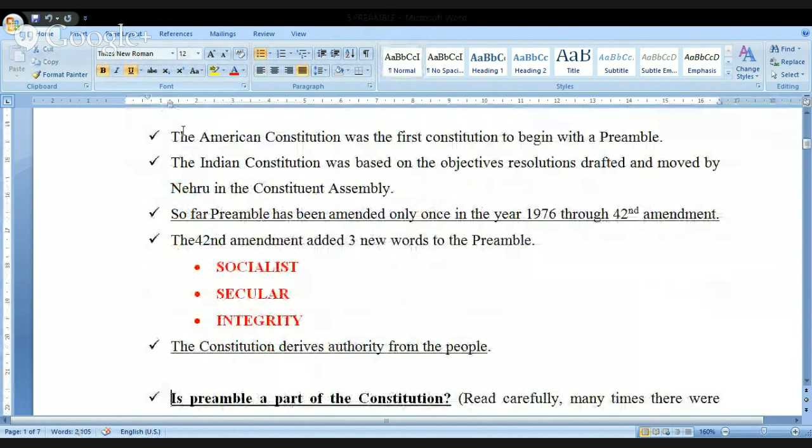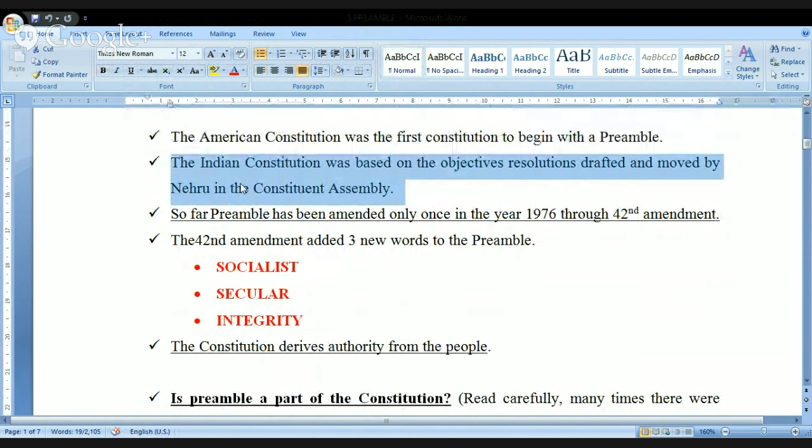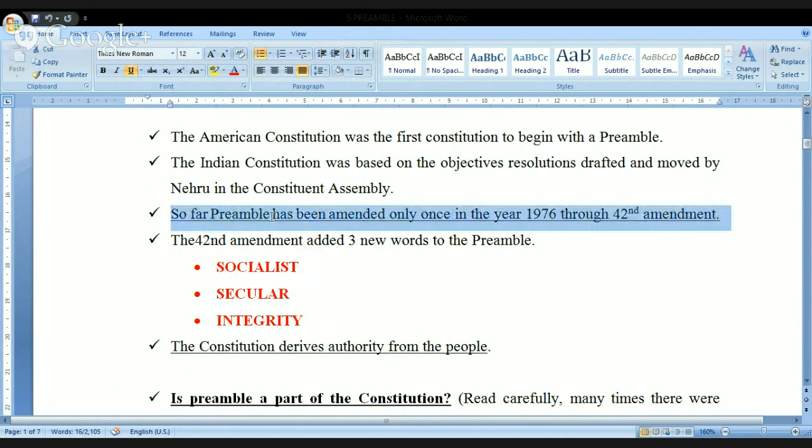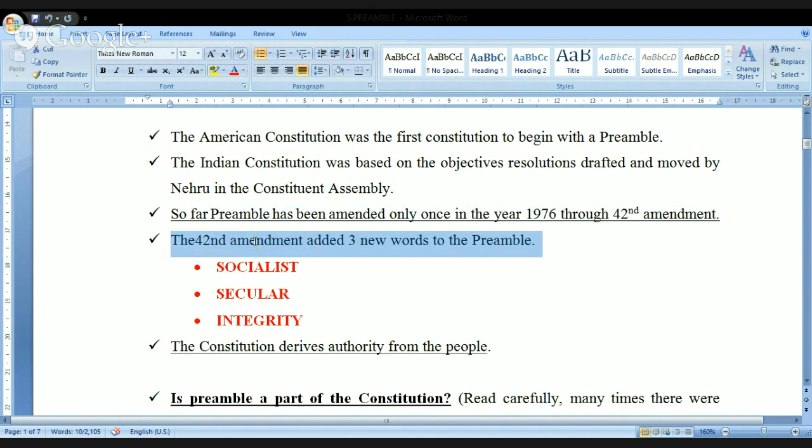Now, if you go to here, the Indian Constitution was based on the objectives resolutions drafted and moved by Nehru in the Constituent Assembly. Okay, we know this point. So far, the preamble has been amended only once. It was in the year 1976, and it was through the 42nd Amendment. The 42nd Amendment added three new words to the preamble: socialist, secular, and integrity.